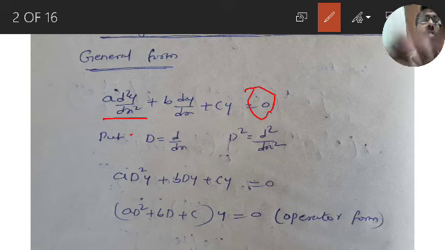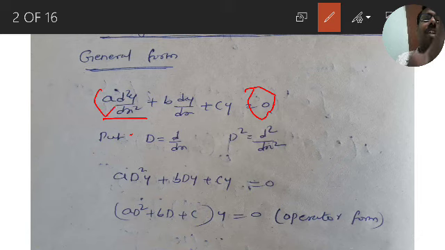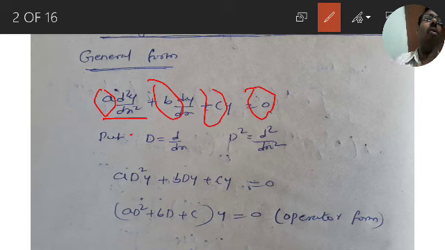Now what about the coefficients? Here a is constant, b constant, c constant. So the coefficients a, b, c are constants. Therefore this equation is a homogeneous second order differential equation with constant coefficients. Are you getting? This is a differential equation which is homogeneous, of second order, with constant coefficients.